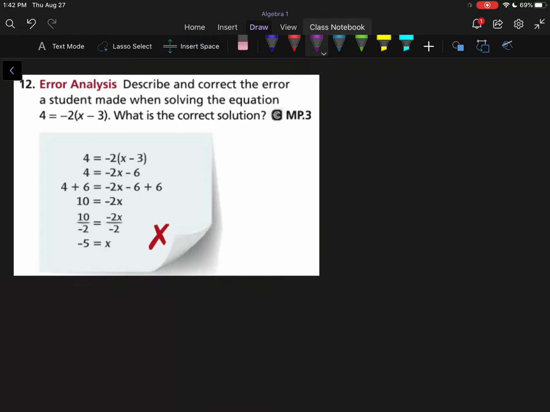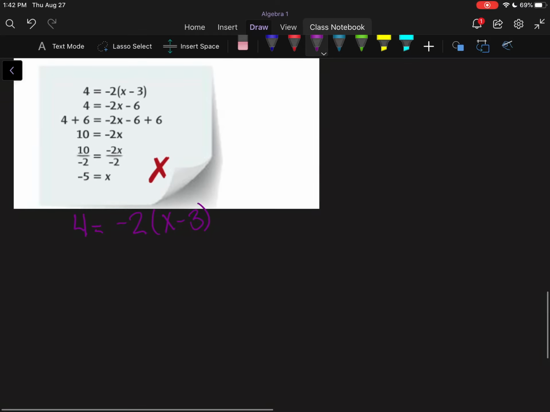So let's work out to the side and try to find down below that correct solution. I'm going to rewrite the problem. You should do that too. 4 equals negative 2 times x minus 3. And let's work to solve it. The easiest way to find someone's mistake is to try to work it out yourself and see where it's different, especially if you know that this is wrong.